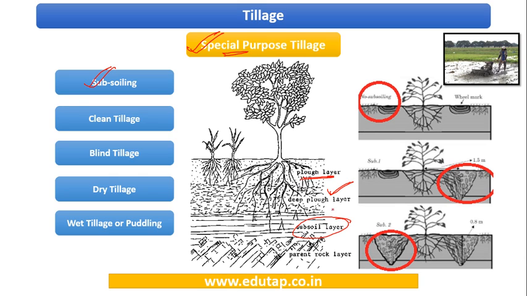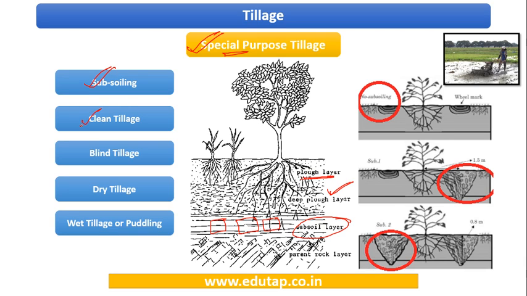So what happens is, because of repeated tillage operations, hard pans are formed in this subsoil, and because of it there's a lot of difficulty for the roots to take up water from the ground. So because of this, we need to perform tillage operations in this subsoil layer at least once in 4 to 5 years. So that is known as subsoiling.